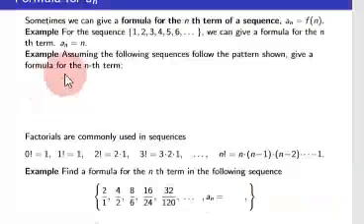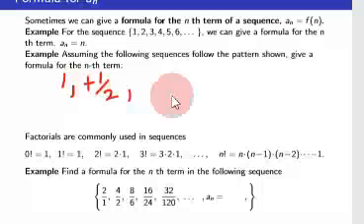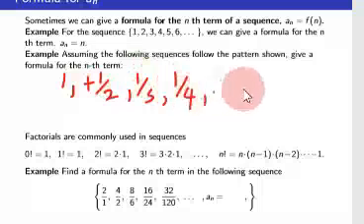Let's say we have a sequence like this: 1, 1 over 2. This one is the second term of the sequence. This is the first term, second term, and third term would be 1 over 3, and the fourth term. Alright, this goes on, right? If you assume this has a pattern, what is the general term?